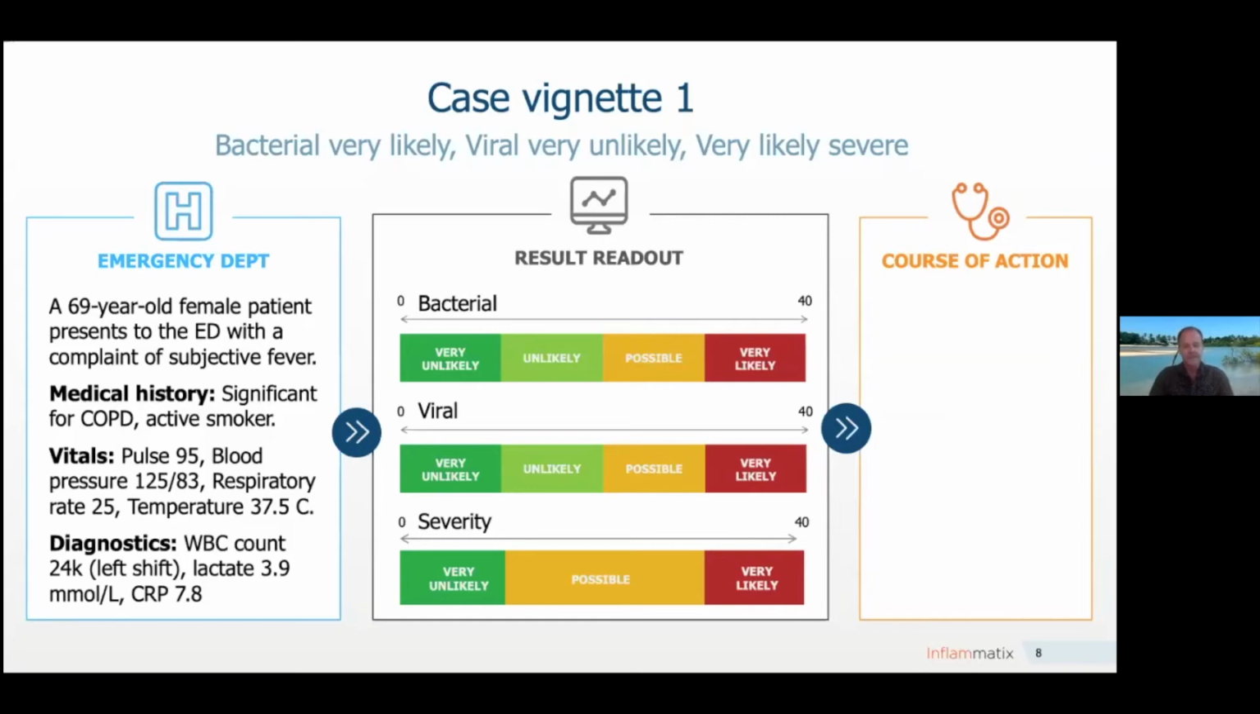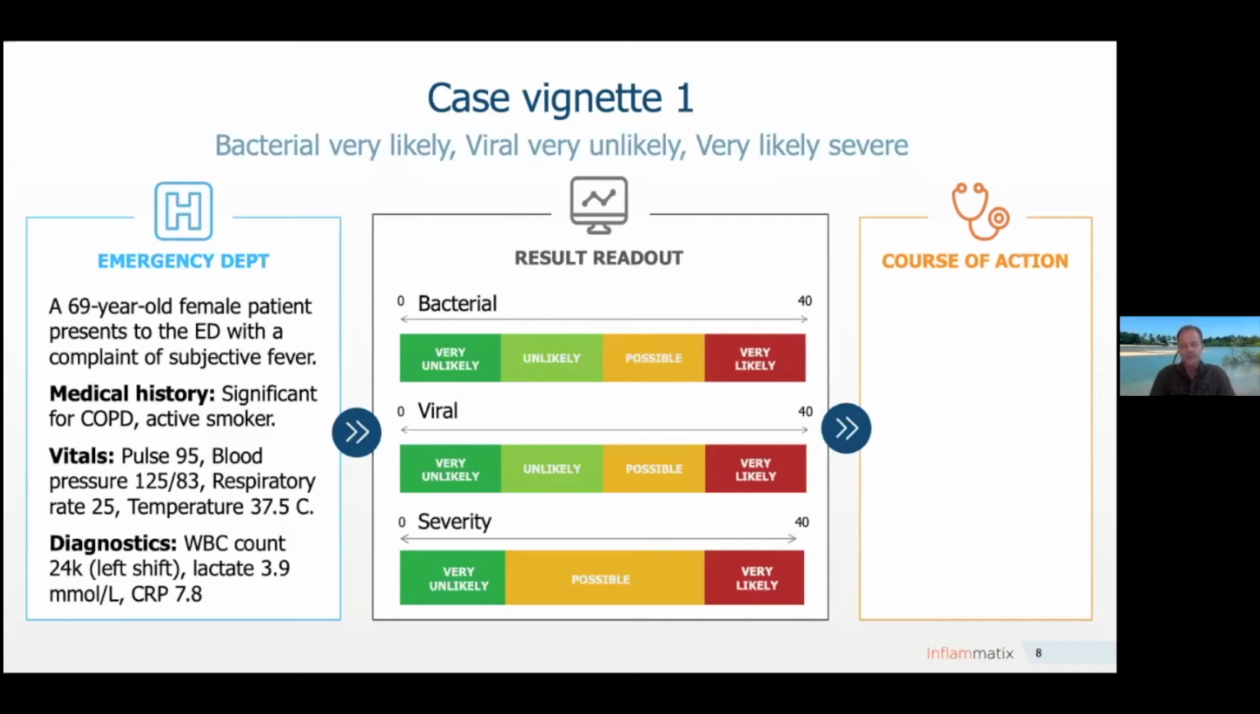This is a 69-year-old female patient that presents to your ED with subjective fever. The medical history is significant for COPD, and she is an active smoker. The vitals come back as depicted here. The pulse of 95, a blood pressure of 125/83, a respiratory rate of 25, and a temperature of 37.5. So a somewhat inconclusive mix of vitals, a little tachycardia, and a slightly increased respiratory rate.